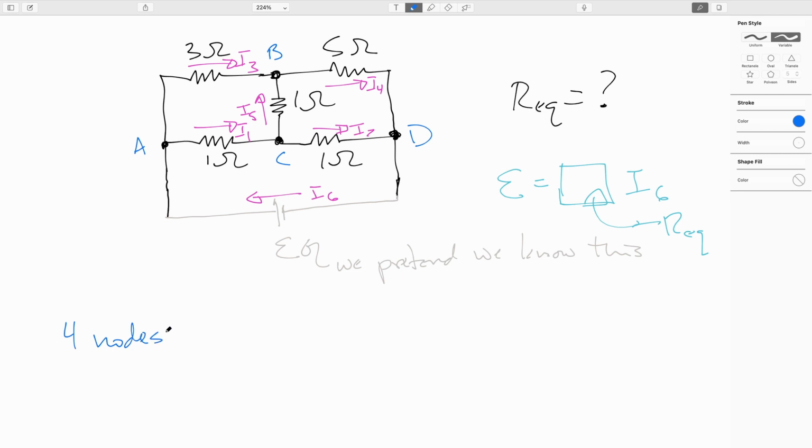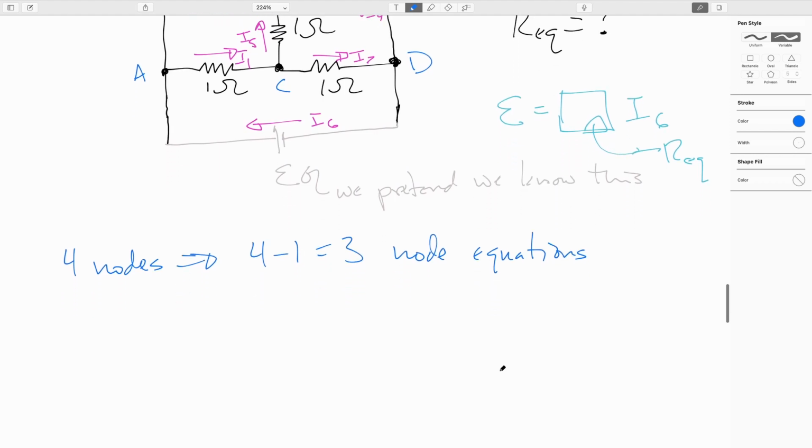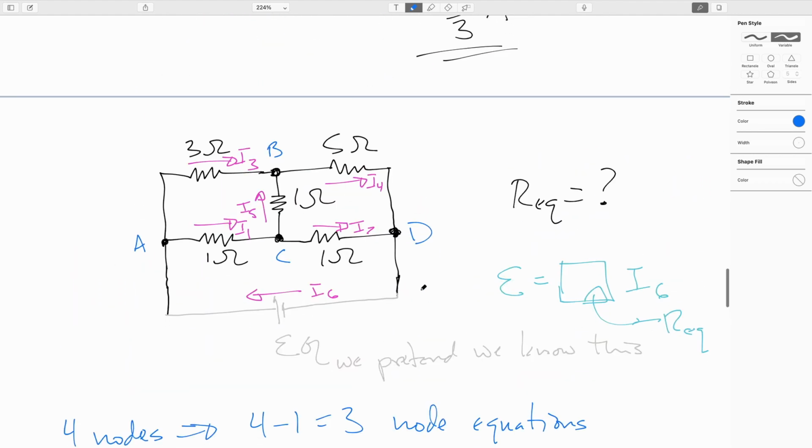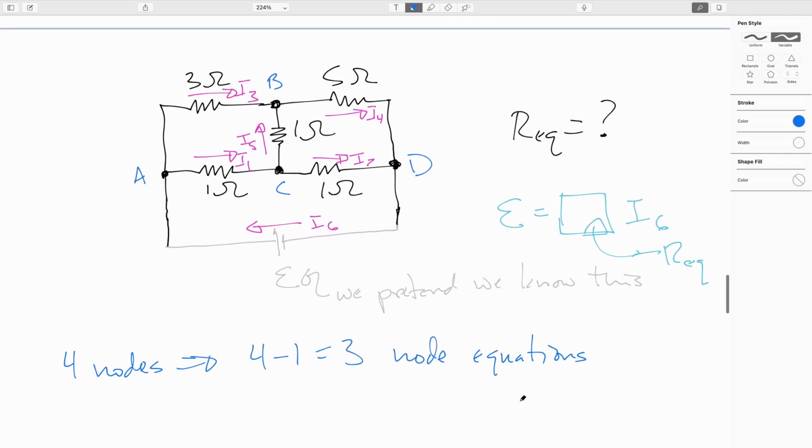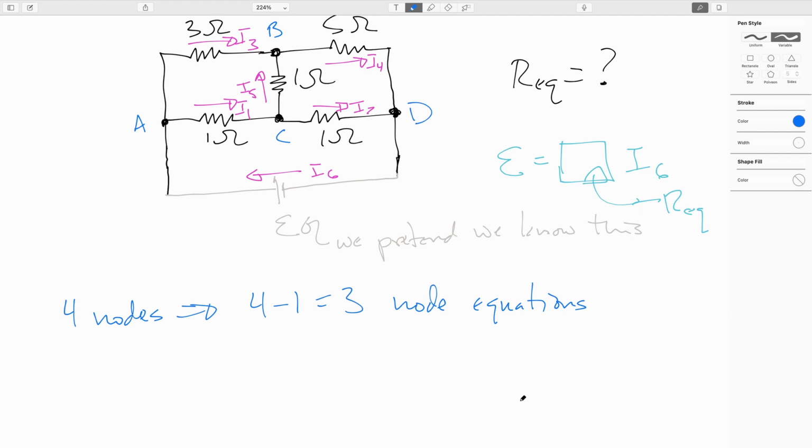So 4 nodes means 4 minus 1 equals 3 node equations, and we want them all because they're easier to use. So let's go ahead and write them. It doesn't matter which 3 we pick. The fourth one will be equal to the sum of the other 3. So I'm just going to pick A, B, and C because they're the first 3 in the alphabet.